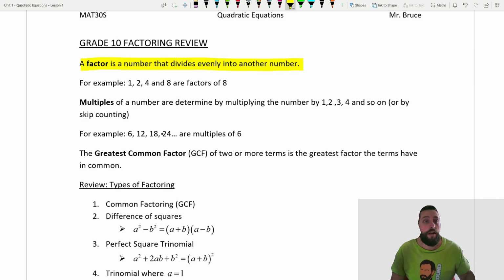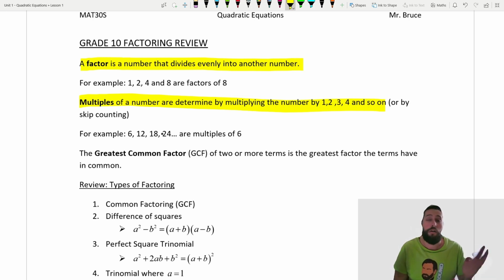Okay? Multiples, so again, factors and multiples are different. Multiples of a number are determined by multiplying the number by 1, 2, 3, 4, and so on. It's like you're skip counting. For example, we have 6, 12, 18, 24. Those are all multiples of 6, and you can keep going.